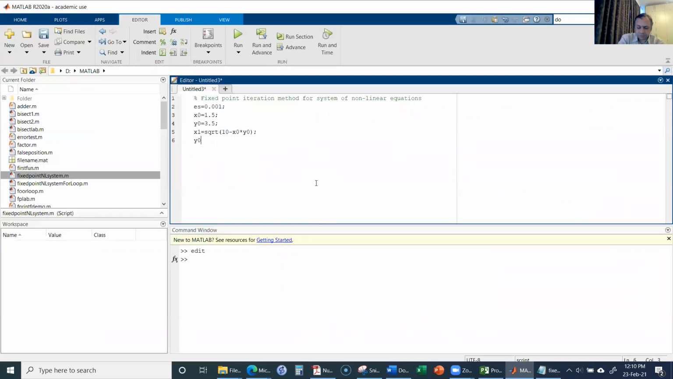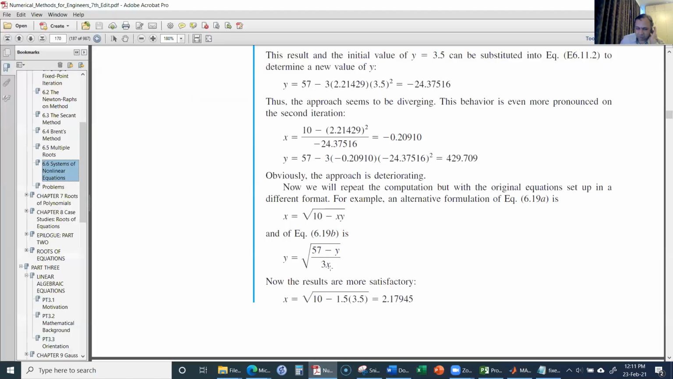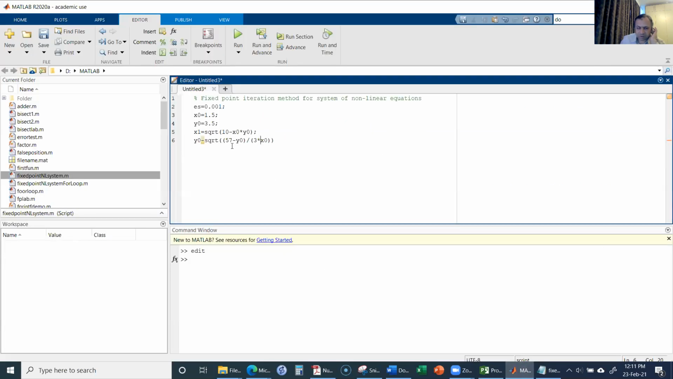So y1 is equal to sqrt of 57 minus y naught. I think I need to put a double bracket for 57 minus y naught, divided by 3 times x naught, and then close the bracket. So you can see that 57 minus y over 3x naught. For the times, I will put an asterisk over here. Okay, so here I have 57 minus y over 3x.